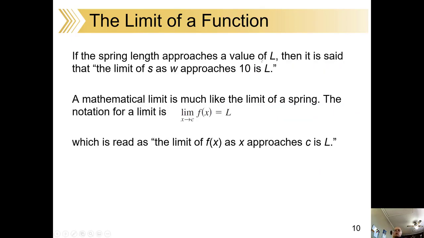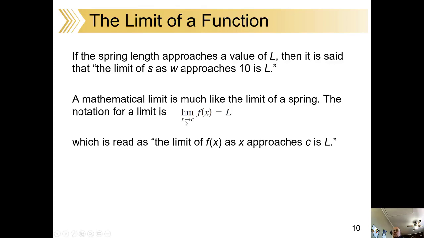So the spring length approaches a value of L, limit. That's the stretch of it. And then it said that the limit of S, remember this represents the stretch, how much has it stretched as W, the weight, approaches 10 pounds. That's L for limit. In this case, the L is 10. The mathematical limit notation looks like this. The limit of f of x, alias y, as x gets closer and closer to c, c is some number, 15 or 10 in this case. So we're sort of like a ninja, we're sneaking up on that 10, we're sneaking up on some value c. It's c because it represents some kind of constant. So we're sneaking up on it.